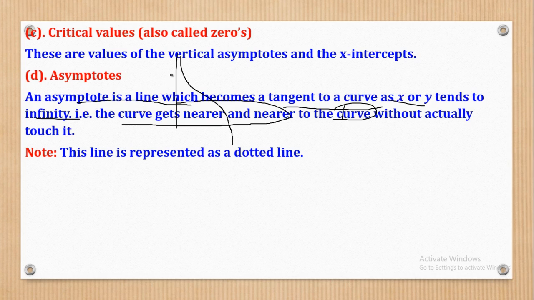And when the curve crosses an asymptote, it never crosses the vertical asymptote, it crosses the horizontal asymptote. So when the curve crosses this asymptote, this asymptote will be referred to as a weak asymptote.